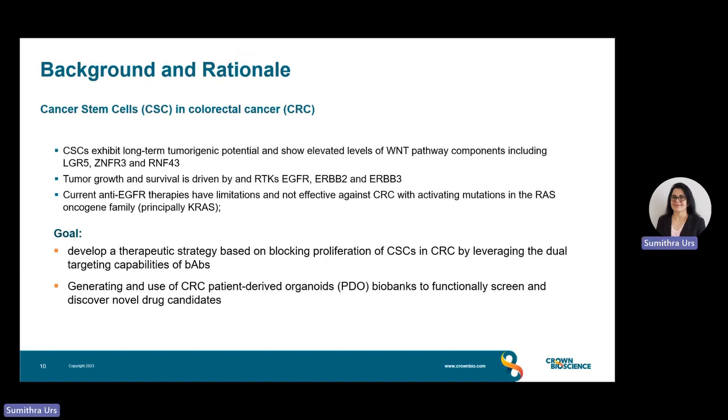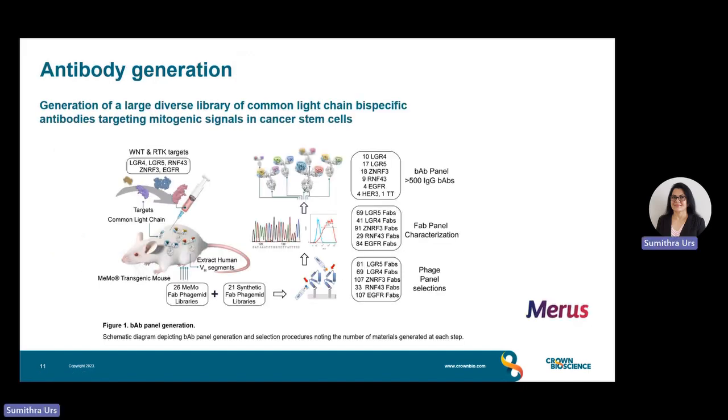The goal of the paper was to develop a therapeutic strategy based on blocking proliferation of cancer stem cells in colorectal cancer by leveraging the dual targeting capabilities of the bispecific antibodies, and also generating and using CRC patient-derived organoids or PDOs biobanks to functionally screen and discover novel drug candidates. More than 500 therapeutic bispecific antibodies were generated against the Wnt and the RTK targets by Urs using the MIMO transgenic mice, as shown here in this slide.